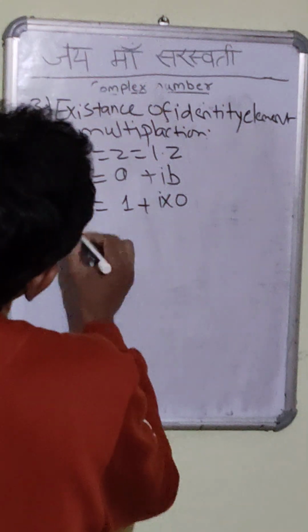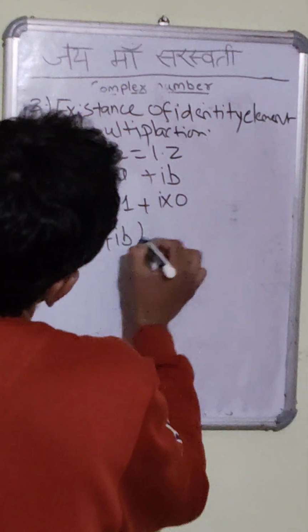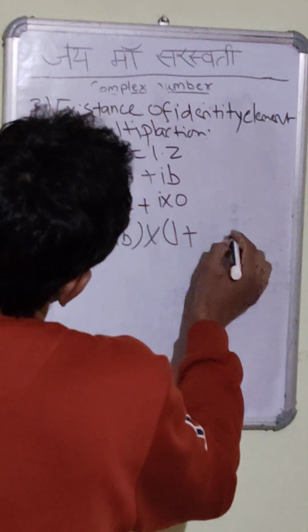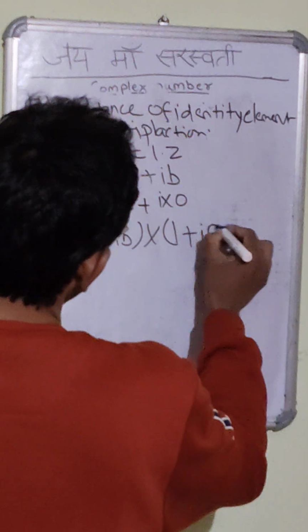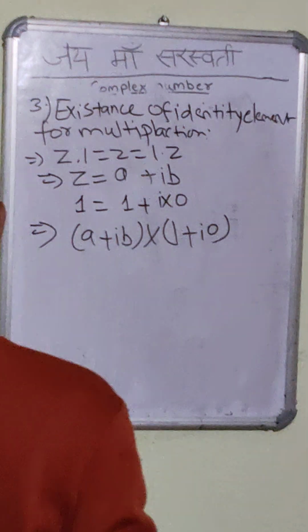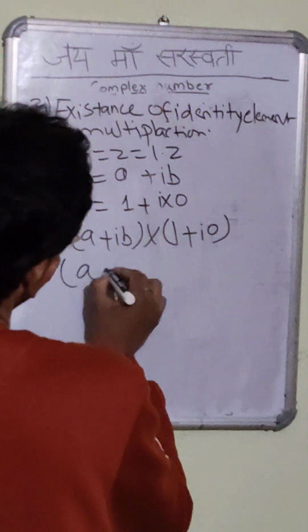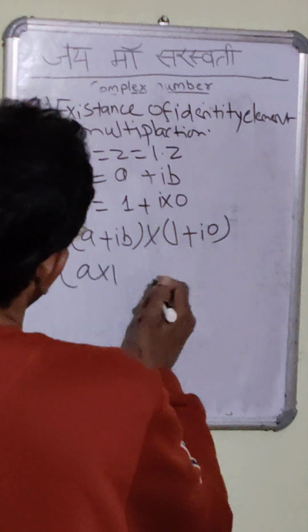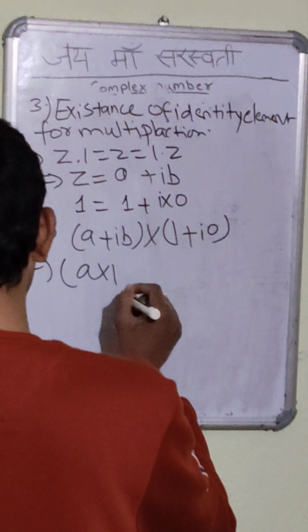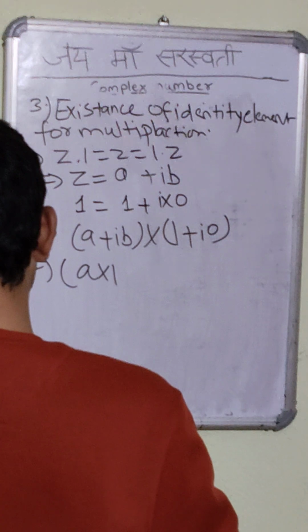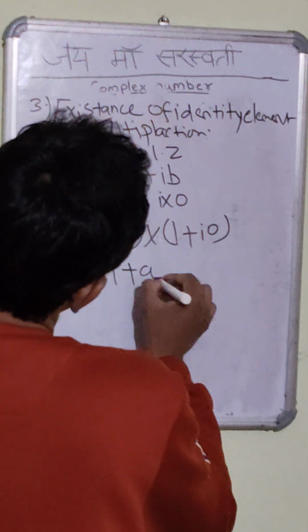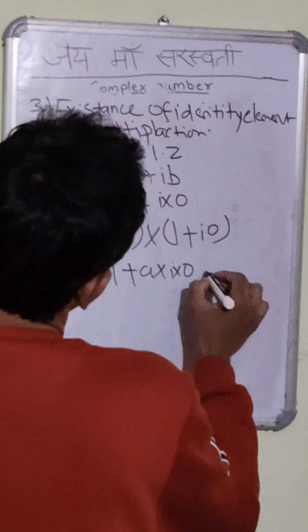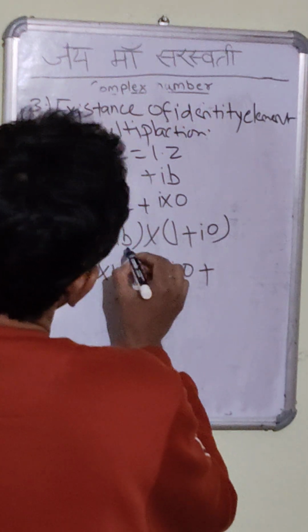So Z into 1 is A plus IB into 1 plus I into 0. So it will be equal to A into 1 plus A into I into 0, plus IB into 1 plus IB into I into 0.